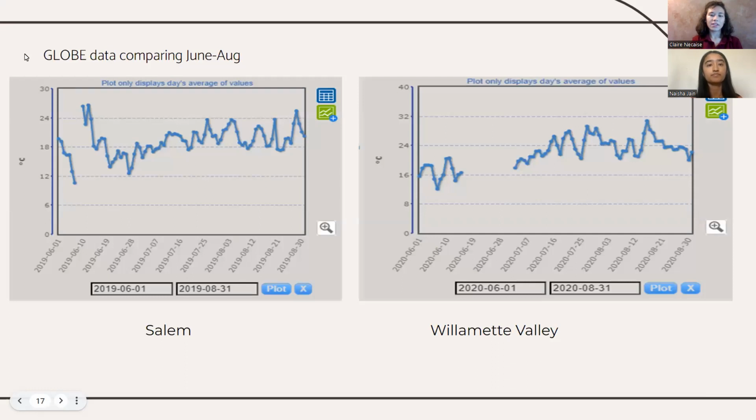And here we have data from GLOBE, with Salem on the right and Wilmette Valley on the left. This further shows a natural increase in temperature for both, but Wilmette Valley's does not appear to be as significantly influenced by Salem. Thus, this further proves that there does not appear to be a direct correlation between Salem and the Wilmette Valley, which is not what we were originally expecting based on the UHI theory.